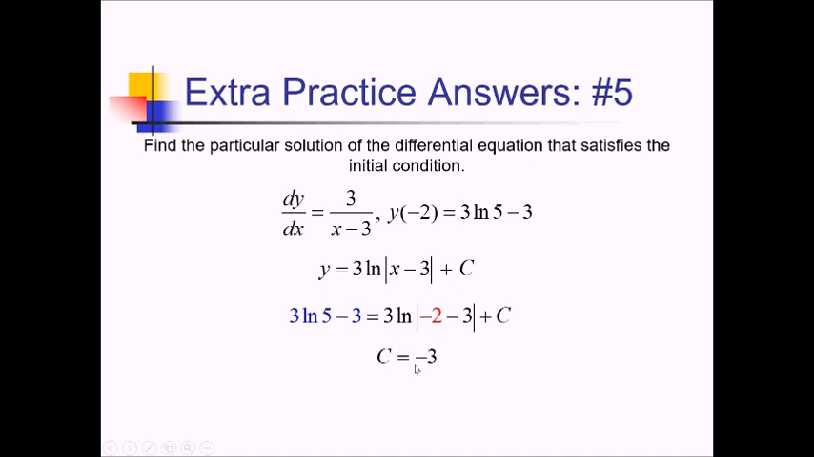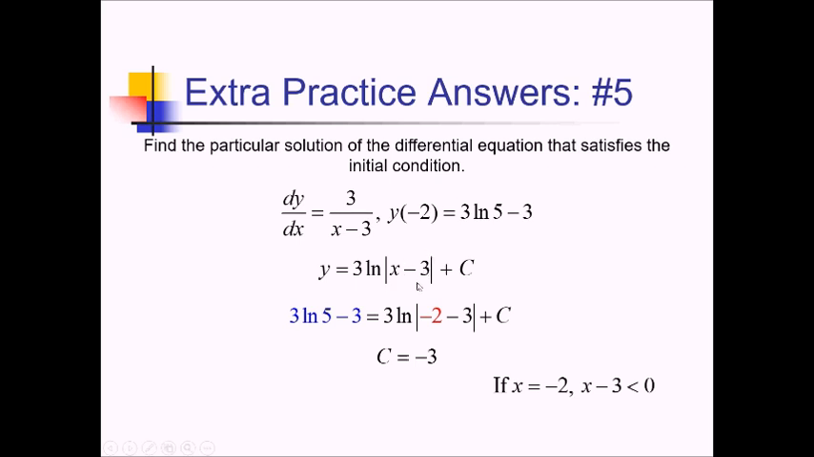Now, plugging this back into my general solution, I also have to resolve this absolute value. To do that, I look back at my initial condition, and I see that my x value that I'm plugging in is negative 2. Well, if x is negative 2, then this x minus 3 stuff in here is going to come out negative, which means I need to force the stuff in here to come out positive by negating all of the stuff inside absolute value.